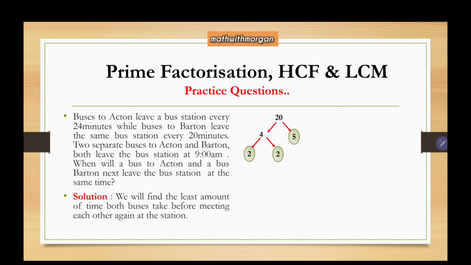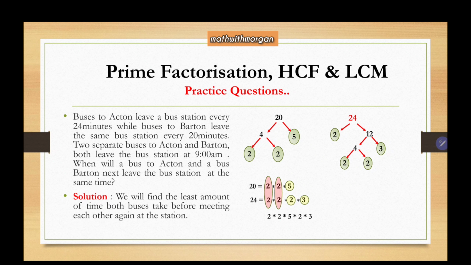20 can be written as 2 times 2 times 5, and 24 can be written as 2 times 2 times 2 times 3 as seen on the screen. So we have the expanded form of each of these numbers. We get the numbers that they share in common again, and also the ones that they do not share in common, because we are looking for the least common multiple.